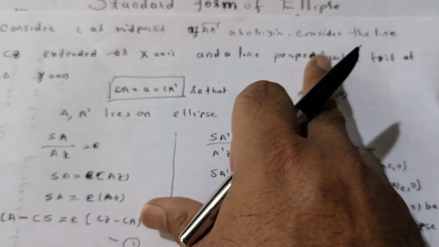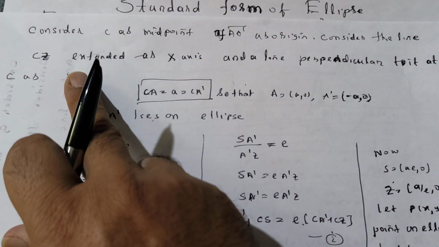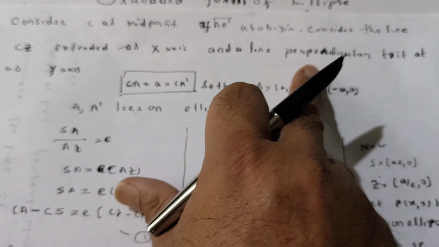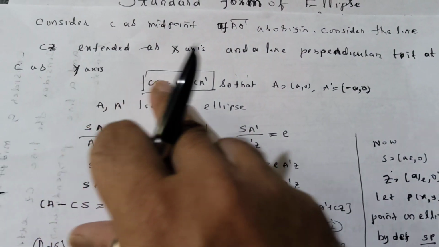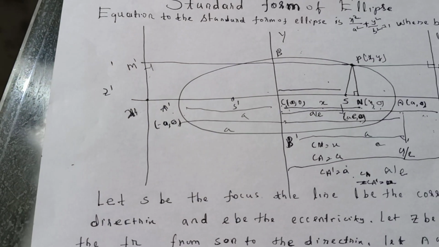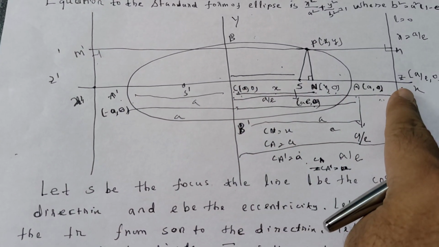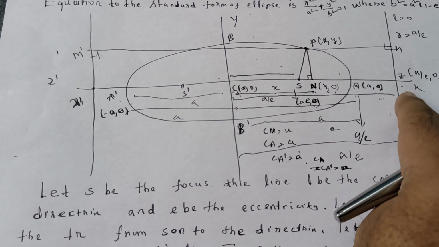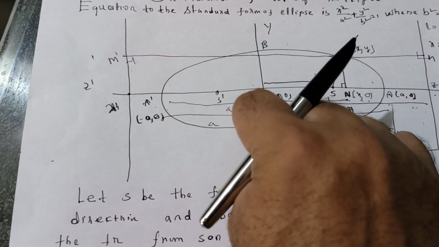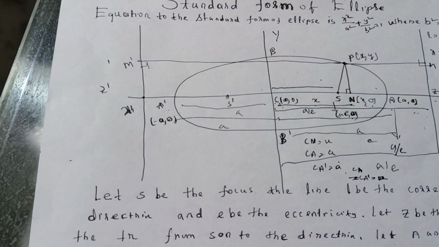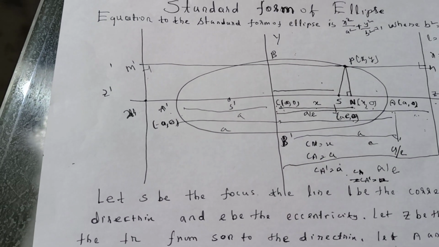You consider this as origin. Consider the line CZ extended as x-axis and a line perpendicular to it as y-axis. What do you mean by that? This is CZ. If you extend this line, this will become x-axis. A perpendicular line through C is going to become y-axis. That's what he's trying to mention.